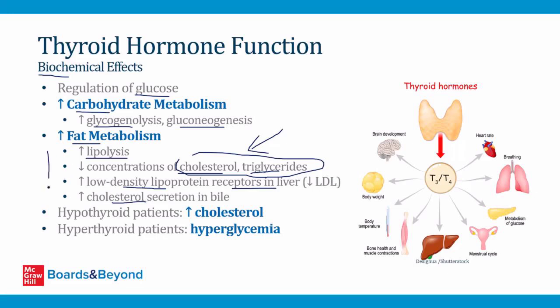So if you know about these sort of things, it's easy to remember that patients who have an underactive thyroid, hypothyroid patients, will get high cholesterol. And so in the differential for a patient with hypercholesterolemia is the fact that the patient could be hypothyroid. In contrast, patients who are hyperthyroid have an overactive thyroid gland, too much thyroid hormone. They often develop hyperglycemia, and that's because of all these effects right here.